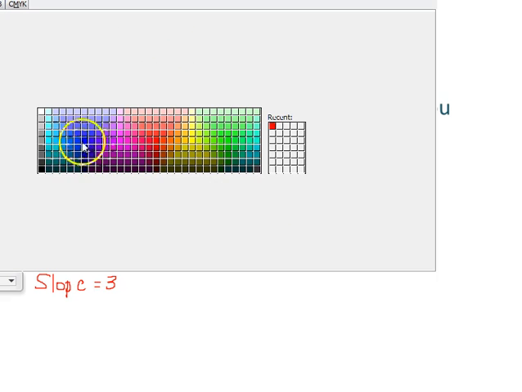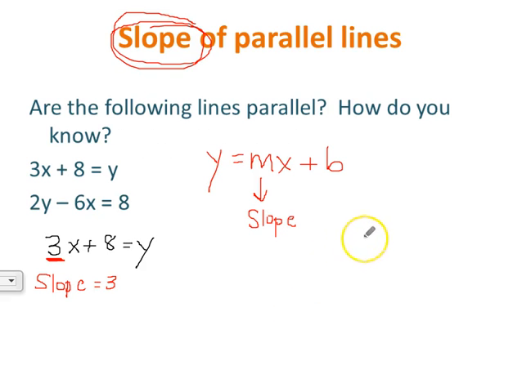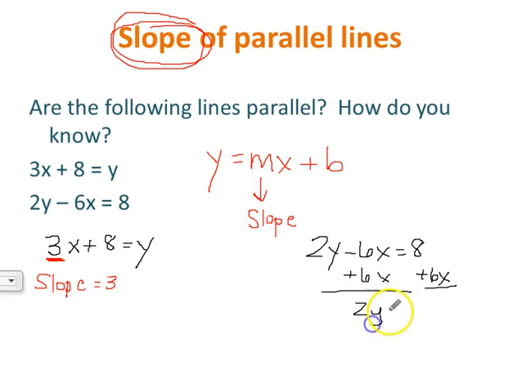What about that second equation? We've got 2y minus 6x equals 8. Is that in slope-intercept form? No. So what we need to do is solve for y, or get y all alone on the left side of the equation. I'm going to start by adding 6x to both sides. Then on the left, I'm left with 2y equals 8 plus 6x. Those aren't like terms, so I cannot add those together. They're just going to be left as 8 plus 6x.